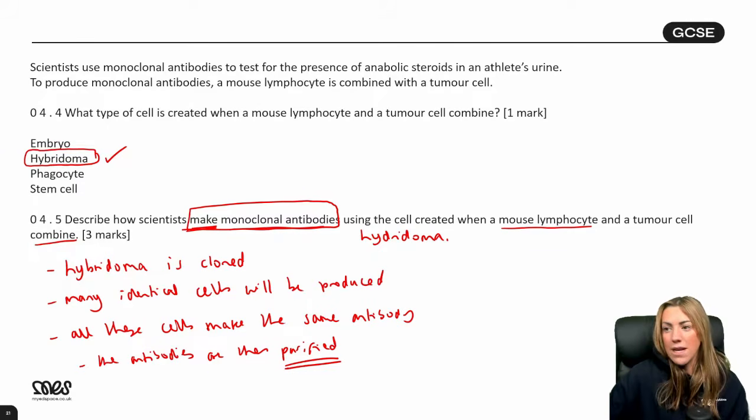Okay, so that's how we get 3 marks. There's 4 bullet points there, but you needed 3 of them to get 3 marks.